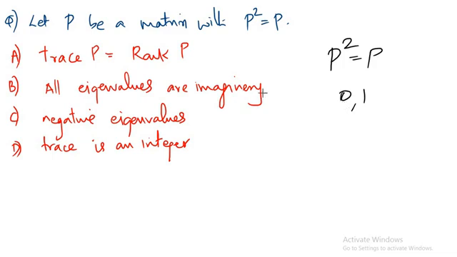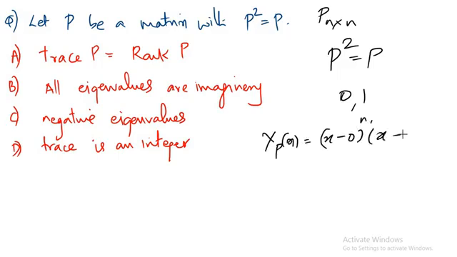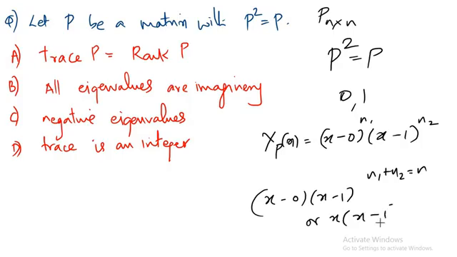So for its characteristic polynomial, suppose you take P to be an n by n matrix, then its characteristic polynomial is equal to x minus 0 to the power n1 into x minus 1 to the power n2, where n1 plus n2 is equal to n, the order of the matrix. This is the characteristic polynomial. Similarly, the minimal polynomial is equal to x minus 0 into x minus 1, or we can write it as x into x minus 1.